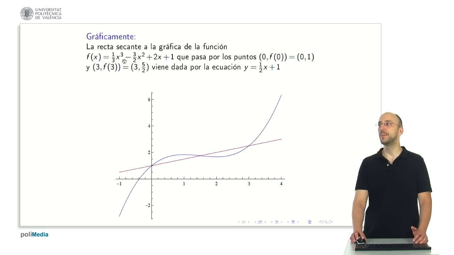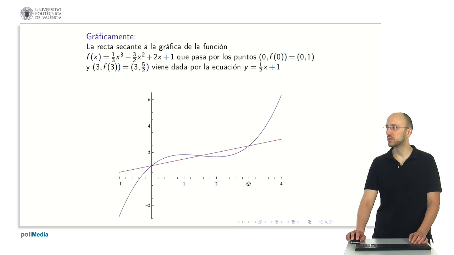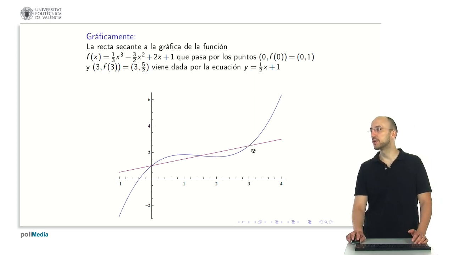Calculating f of 0 is straightforward. You simply plug 0 into the function and you'll get 1. Therefore, the first point is 0, 1. To find f of 3, you follow the same process. By substituting 3 into the function, you obtain 5/2, which is approximately 2.5. So the second point is 3, 2.5, and the first one was 0, 1. As you can observe, these are the points.